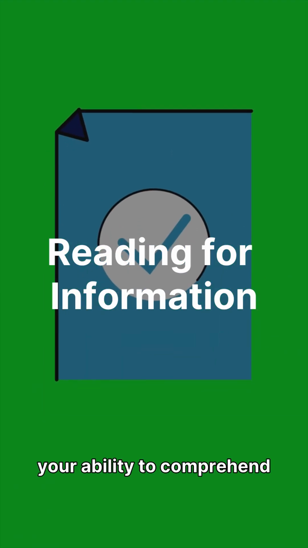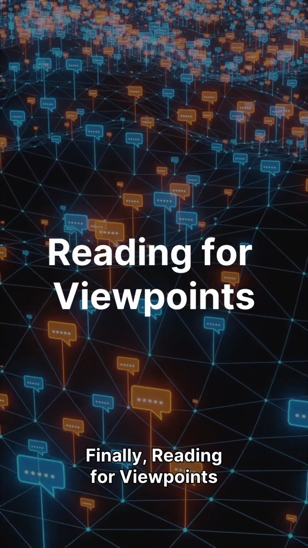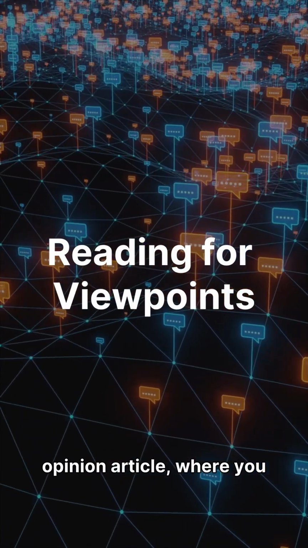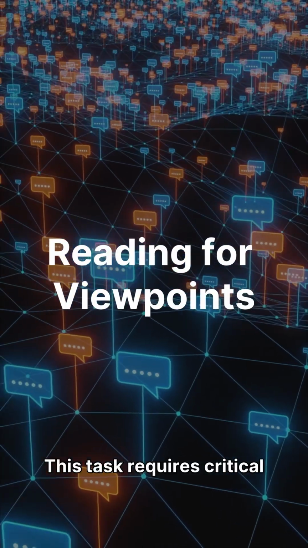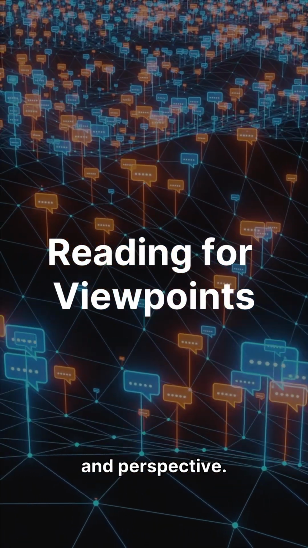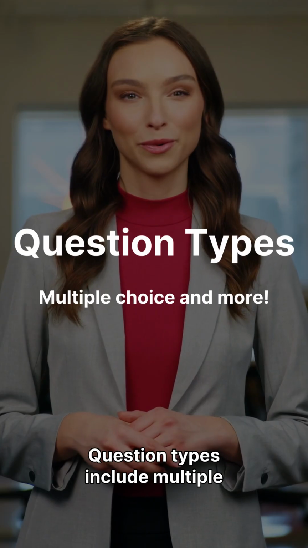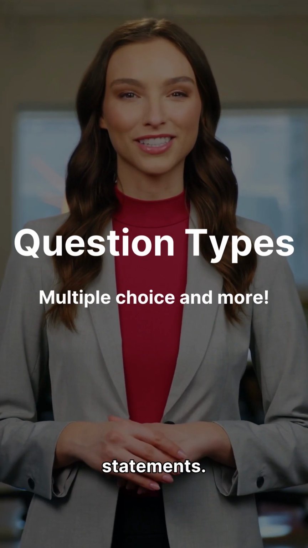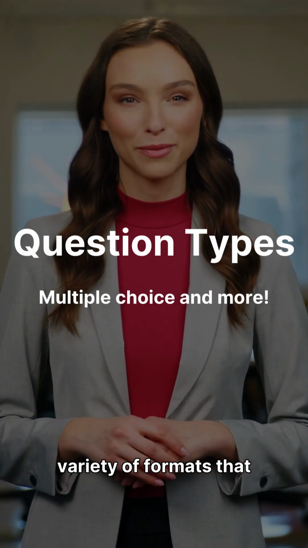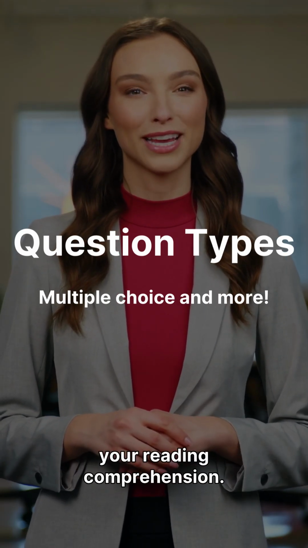Reading for information focuses on factual articles, testing your ability to comprehend and recall specific details from informative texts. You'll need to identify main ideas and supporting evidence. Finally, reading for viewpoints involves a persuasive or opinion article where you analyze the author's stance and arguments. This task requires critical reading to understand bias and perspective. Question types include multiple choice, matching, fill in the blank, and identifying correct or incorrect statements. Be prepared for a variety of formats that assess different aspects of your reading comprehension.